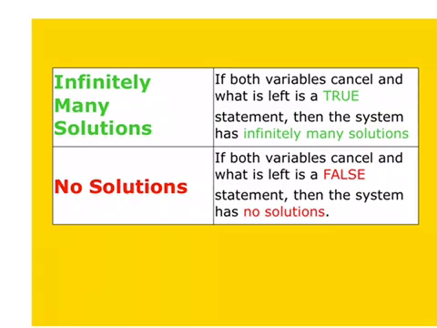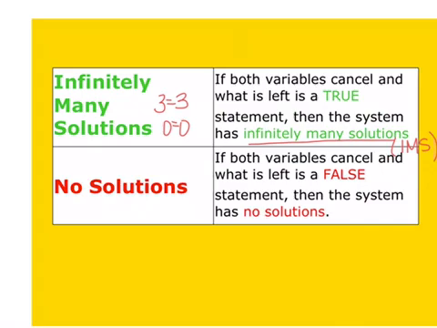Here's 2 special cases that we want to keep in mind. If both variables cancel out and what is left is true, we say that this system has infinitely many solutions. So if you end up with something like 3 equals 3 or 0 equals 0, then we would write infinitely many solutions, or if you remember, we can write that as IMS.